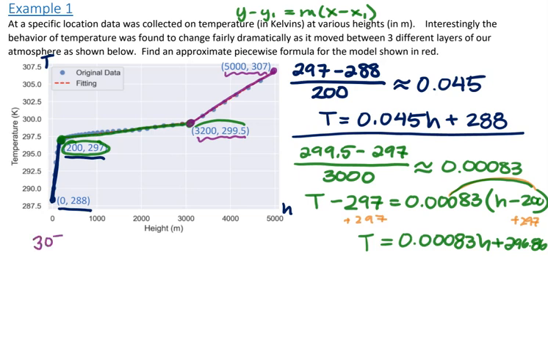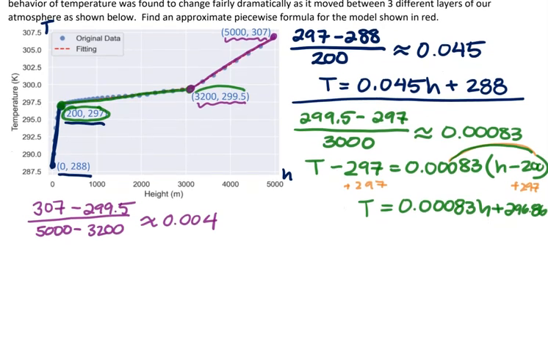5,307. So again, we'll calculate a slope. And I got about 0.004, which seems pretty good. It should be smaller than the first slope and bigger than the second slope, and it is. So again, for this one, I think I'd use a point slope formula.